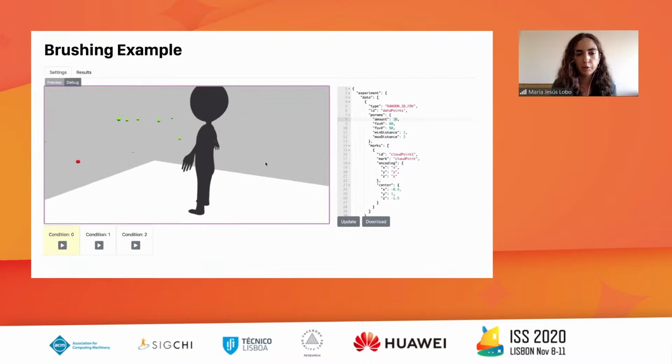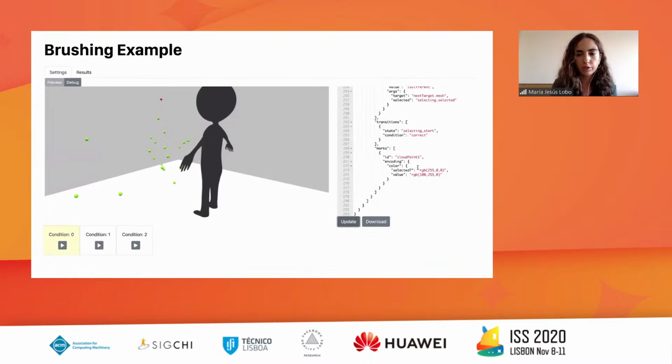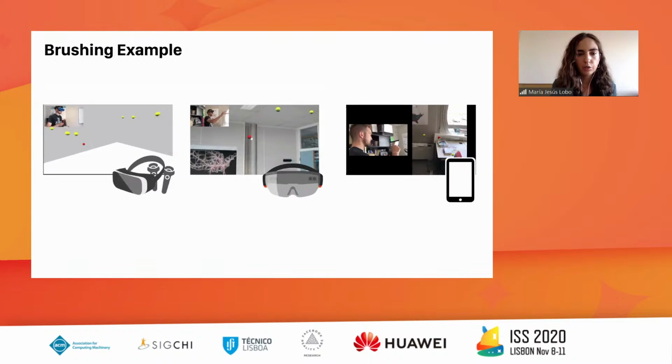So here we have an example for brushing. In this case, we wanted to emulate an abstract task to selecting in a scatter plot. So in this case, all the conditions are in the same JSON, and we will have 3 different conditions, one for each device. So we have the virtual reality headset, the HoloLens, and an iPad.